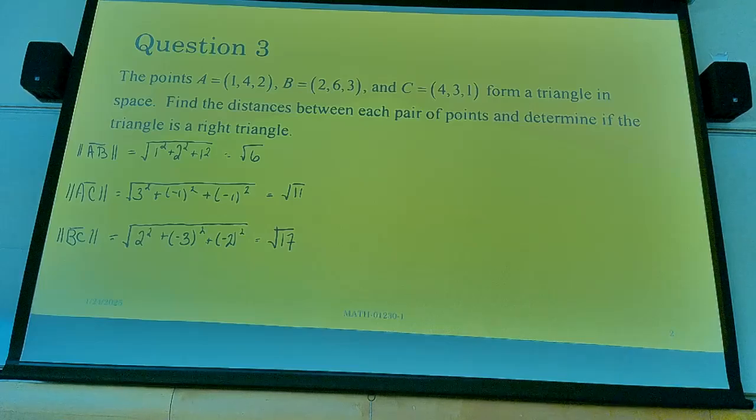How are we going to determine if this forms a right triangle? If the length of the 2 shorter sides squared, added together, is equal to the longer hypotenuse squared, that's the square of the longer side, then it's a right triangle.